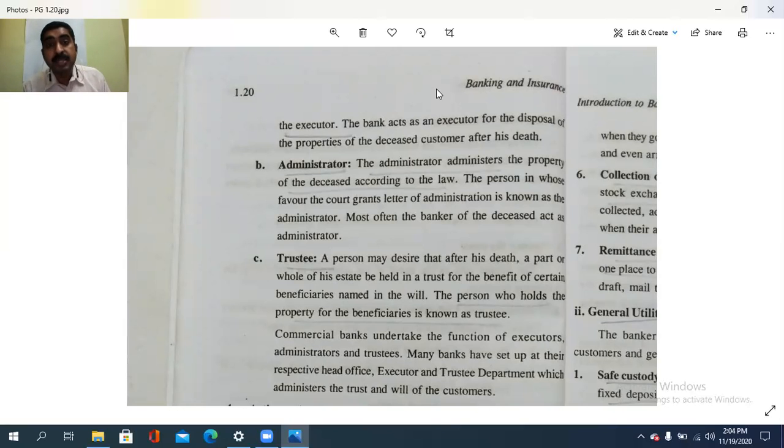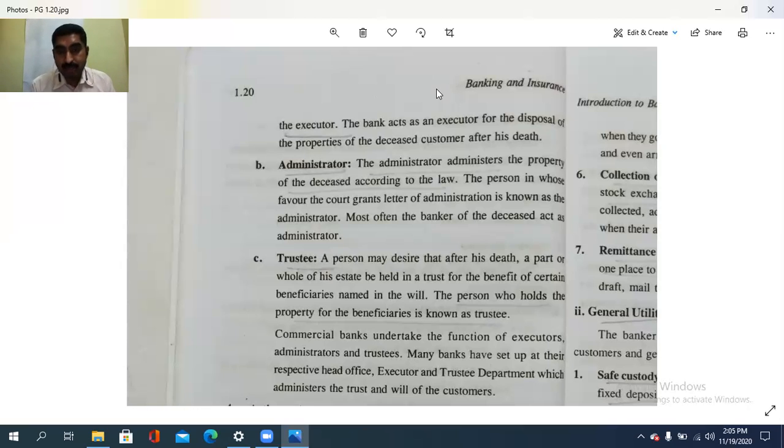Another term is administrator. From the name itself you can understand, the administrator carries out the administration work. So the administrator administers the property of the deceased according to the law. The person in whose favor the court grants the letter of administration is known as the administrator. Most often the banker of the deceased acts as administrator itself.